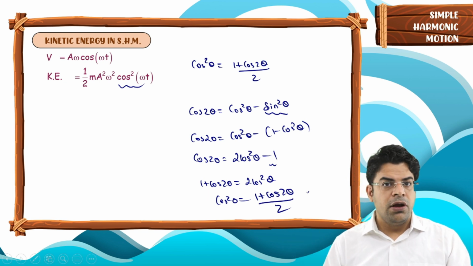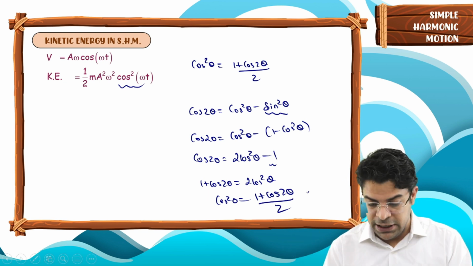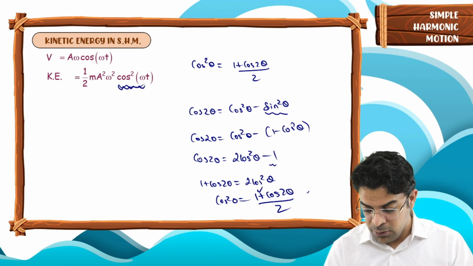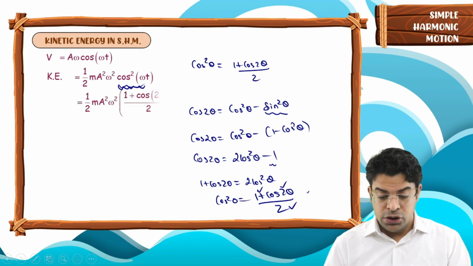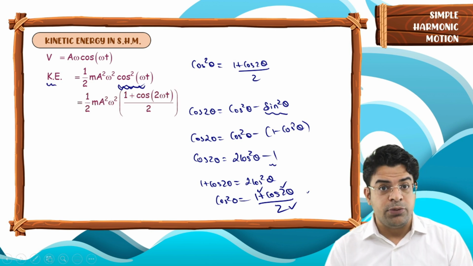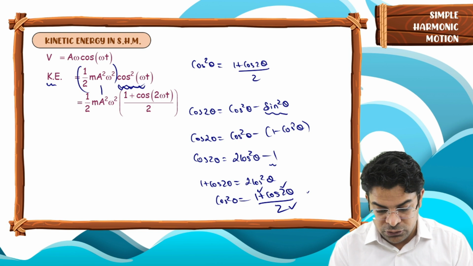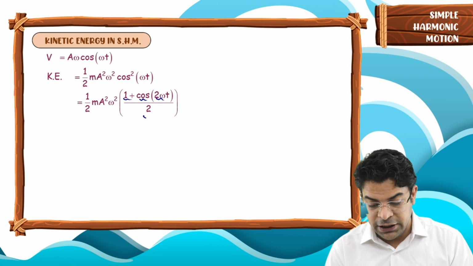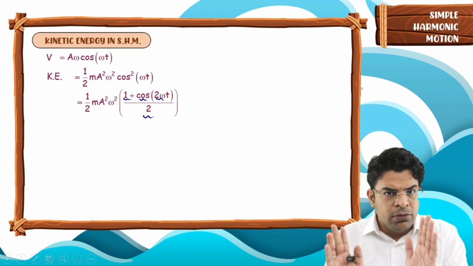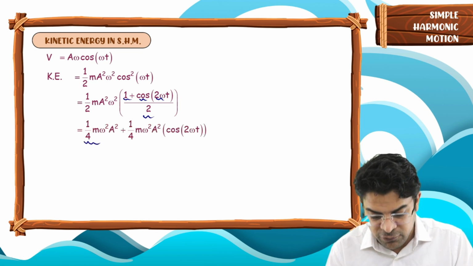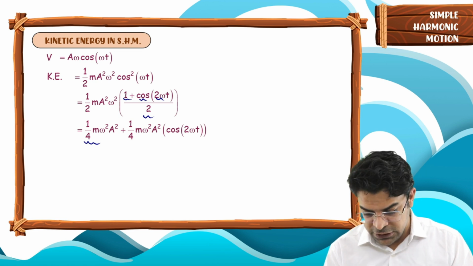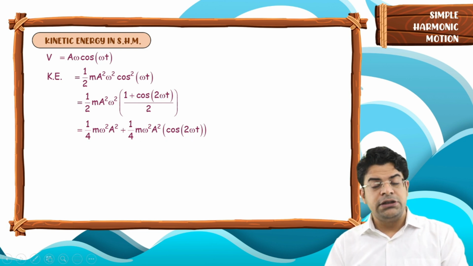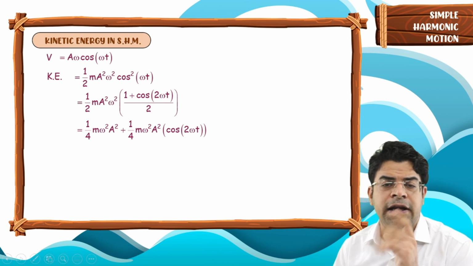Right? Now we are going to use the same thing here. In place of cos square omega t, I can write 1 plus cos 2 omega t by 2. So we get the kinetic energy of SHM to be equal to half m omega square a square times 1 plus cos 2 omega t by 2. On expanding the terms, we get 1 by 4 m omega square a square plus 1 by 4 m omega square a square cos 2 omega t. This is the equation of kinetic energy.